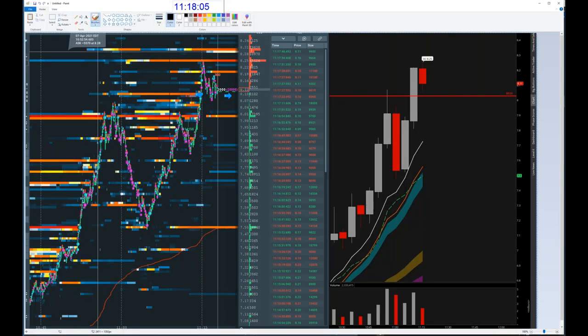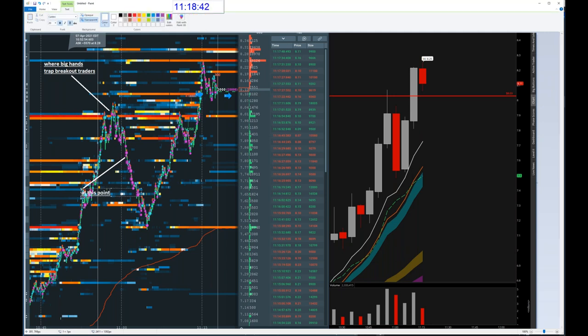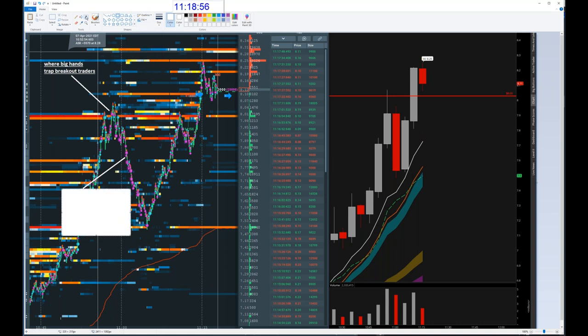Let's see over here, traders, so you can understand better. We can say that this level is where big hands, so big hands are not me and Bruce, big hands are really institutionals, big traders, even can be insiders. We're big hands, trap, breakout traders, okay? Then over here, we have, at this point, actually we'll do like this, otherwise we really don't understand anything. Trying to do something so that you traders understand it.